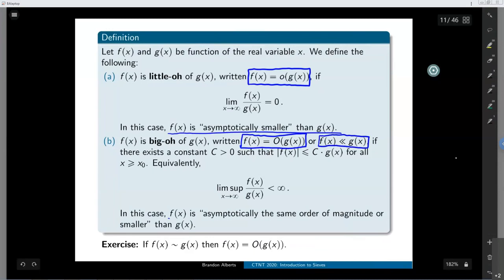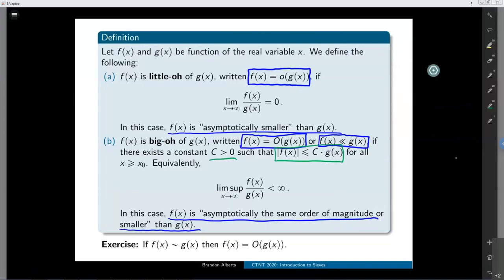And the idea for big O, it's kind of like a less than or equal to. This says that the function f of x is asymptotically the same order of magnitude or smaller than g of x. It's like a less than or equal to up to constant multiple. So there's two definitions that you can think about for this one. The definition that's most often used is this one. There exists a constant c greater than 0 such that the absolute value of f of x is less than or equal to that constant times g of x for all sufficiently large values of x. So what that's saying is up to some constant multiple, f of x can't get any bigger than g of x, at least once you pass a certain threshold of x values.